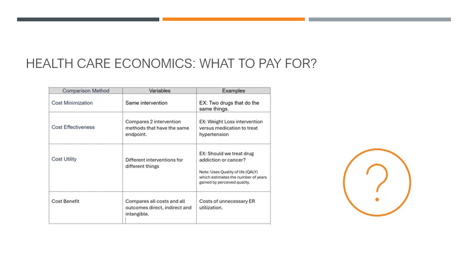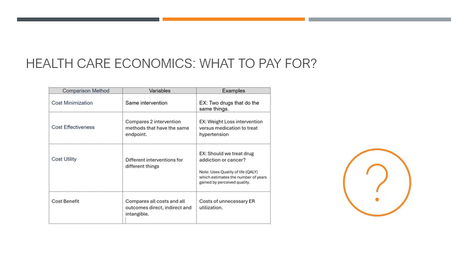This is actually a really common strategy for insurers, who often have a formulary for which drugs you can get. One drug they may have contracted to use over another, or they may say you have to use generic over the brand name. Cost effectiveness compares two interventions that have the same endpoint. For example, weight loss intervention versus medication for high blood pressure.